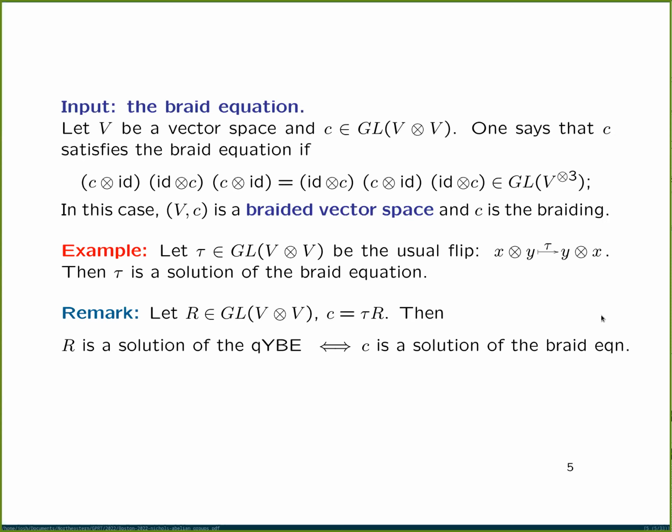This is clearly a solution of the braid equation, but even more, it's a symmetry, as I will explain in the next slide. So the relation between the braid equation and the quantum Yang-Baxter equation is given by this equality. If R is in GL(V tensor V) and C is the composition of tau with R, then R is a solution of the quantum Yang-Baxter equation if and only if C is a solution of the braid equation.